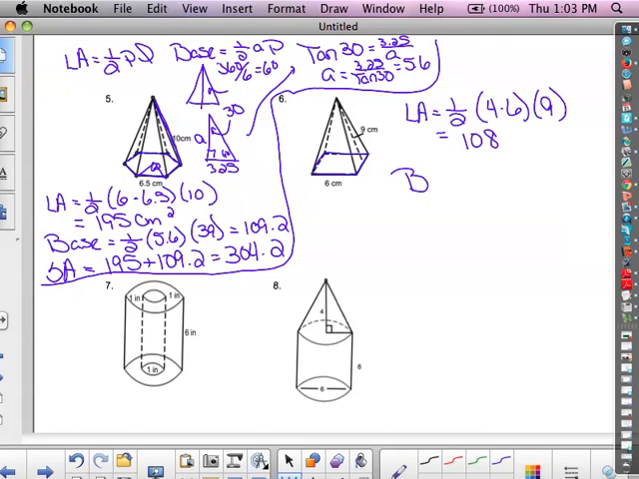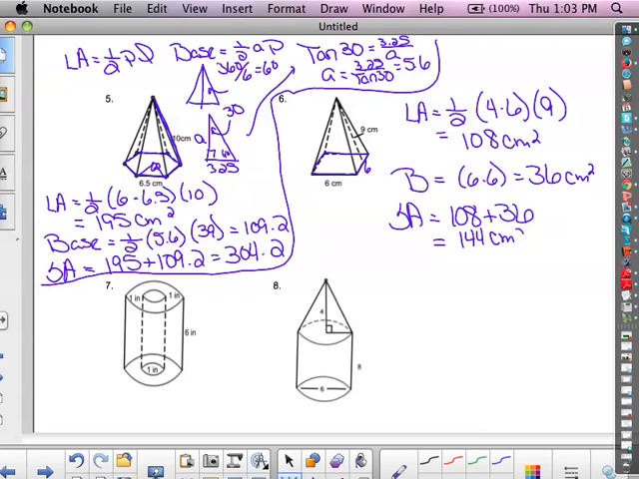I have a base that is equal to 6 times 6, which is 36. And these are centimeters squared again. So my total surface area is the lateral area, 108, plus the base, 36, or 144 centimeters squared.